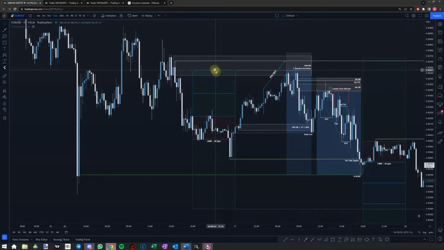standard deviations up, as that was in line with a 15-minute unmitigated order block, and having our entry point right at the 2 standard deviation price, as that came within equilibrium of this volume candle excluding the wick.